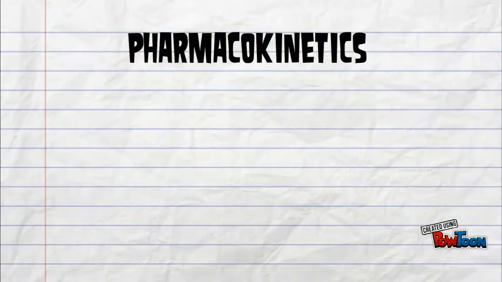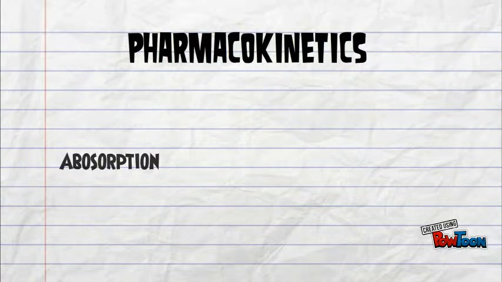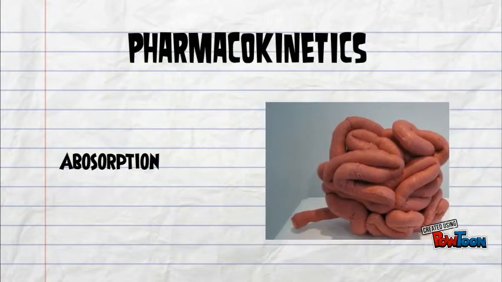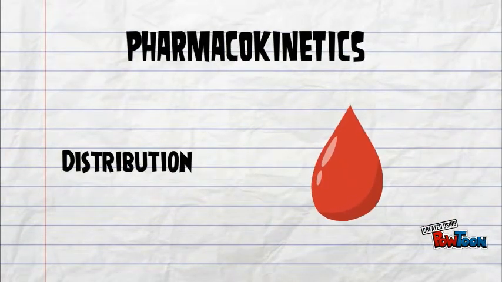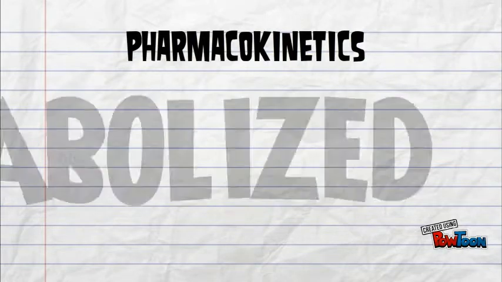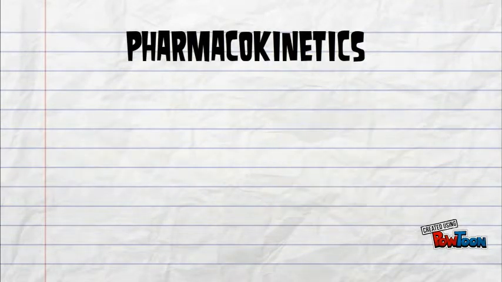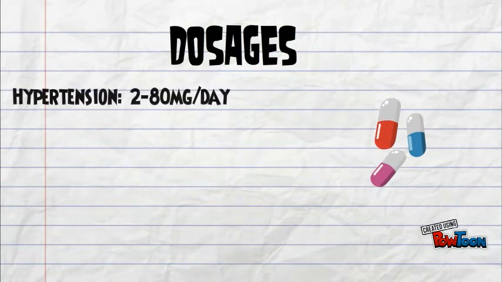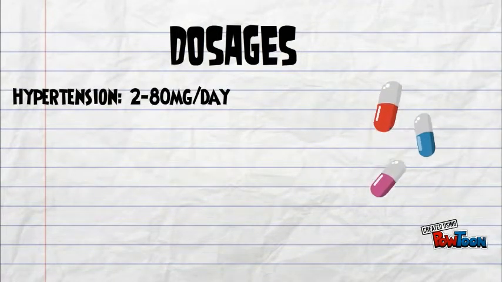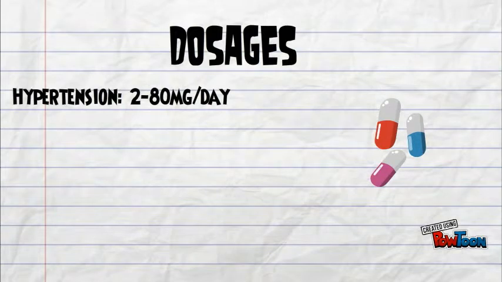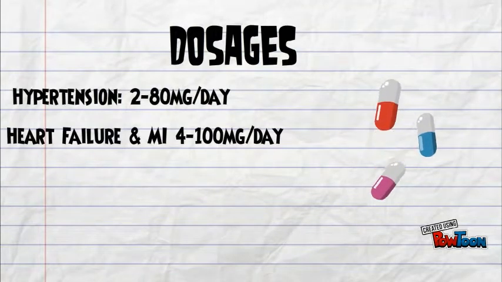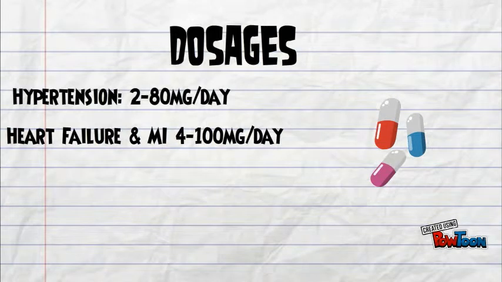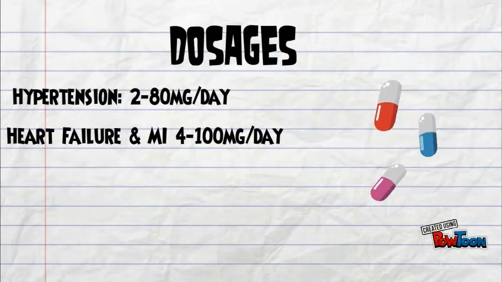Pharmacokinetics. What the body does to the drug. ACE inhibitors get absorbed in the small intestine, get distributed by the blood in the blood vessels, metabolized by the liver, and excreted through the kidneys and in breast milk. Normal dosages for adults with hypertension range from 2 milligrams to 80 milligrams a day. For heart failure and myocardial infarction, range from 4 milligrams to 100 milligrams a day.